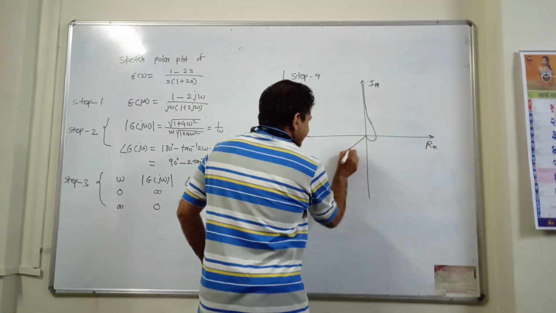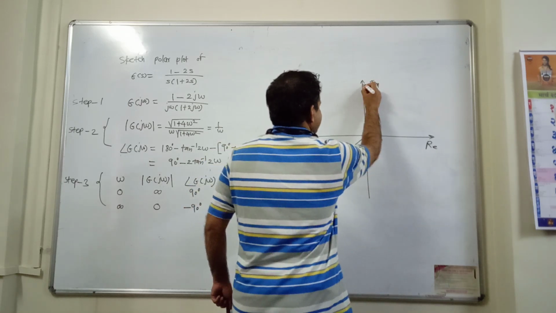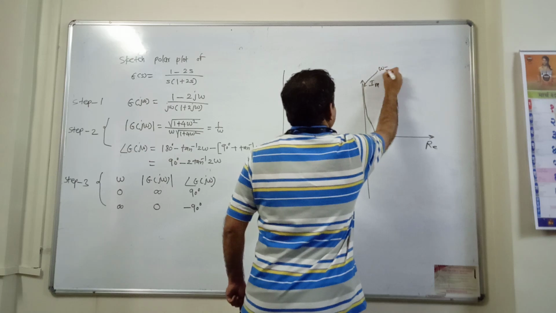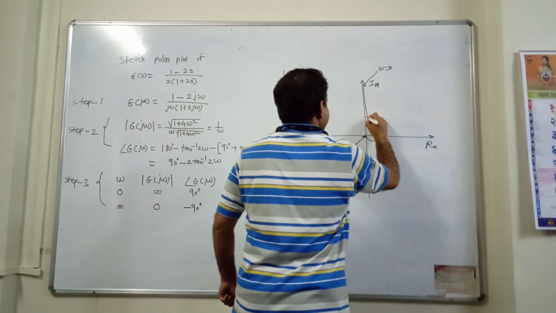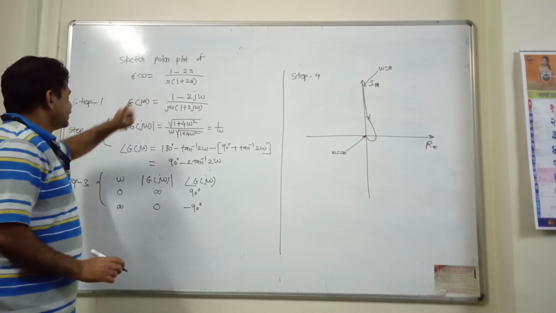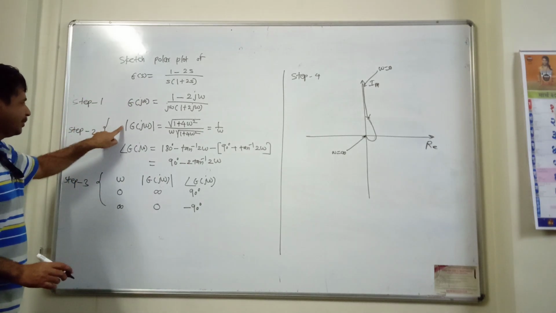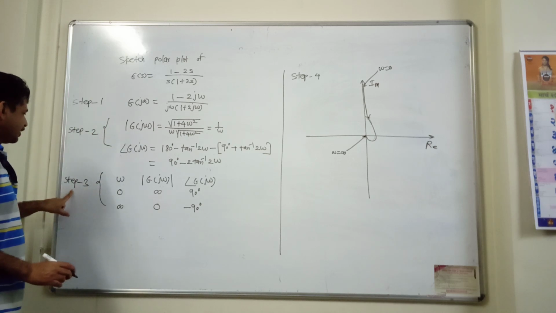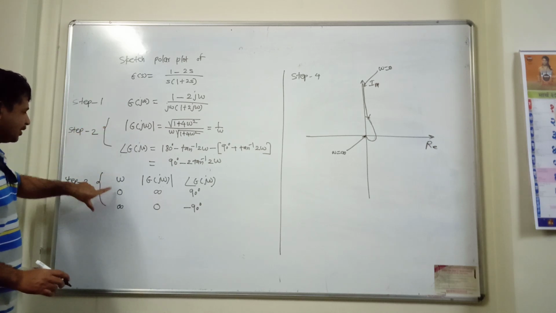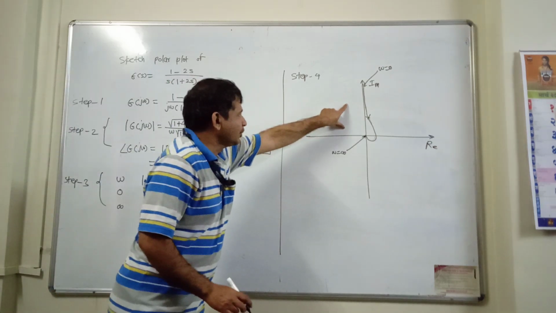So this is the point where omega is equal to infinity, and this is the point where omega is equal to 0. So that is the direction in this case. This is the polar plot of this given example. See, step 1, S converted to j omega. Step 2, obtain magnitude and phase functions. Step 3, obtain values of these two at omega equal to 0 and infinity. And using these values, we draw the polar plot.